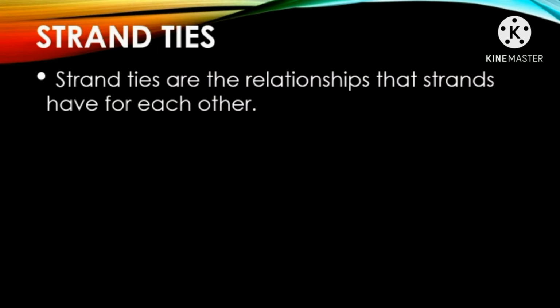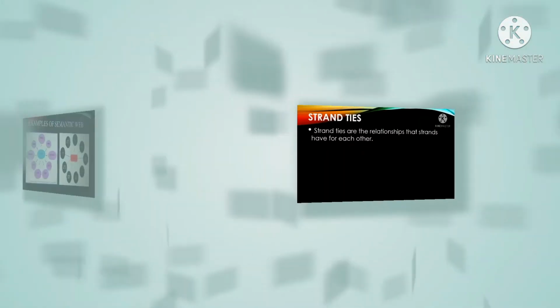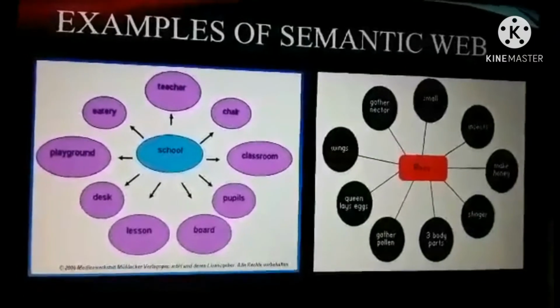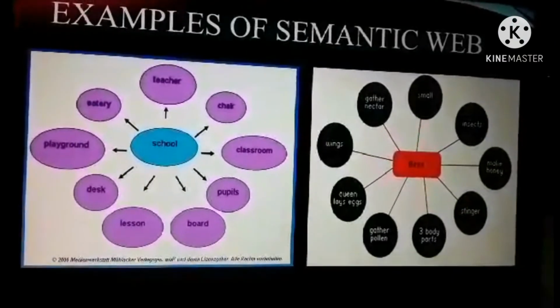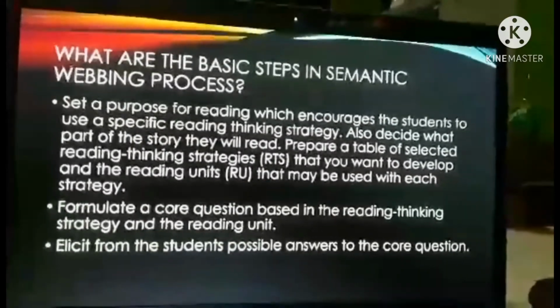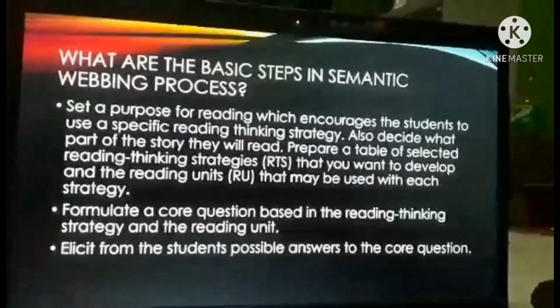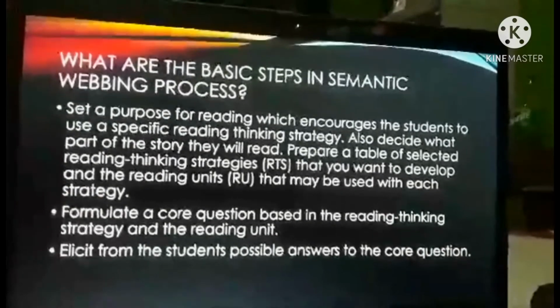exactly the opposite. So, in summary, a semantic web visually illustrates categories and relationships generated from a core question. Both teachers and students expand their roles in the lesson by extending and elaborating their own meaning. So, these are the examples of semantic web. So, we are done with the basic components of the semantic webbing method.